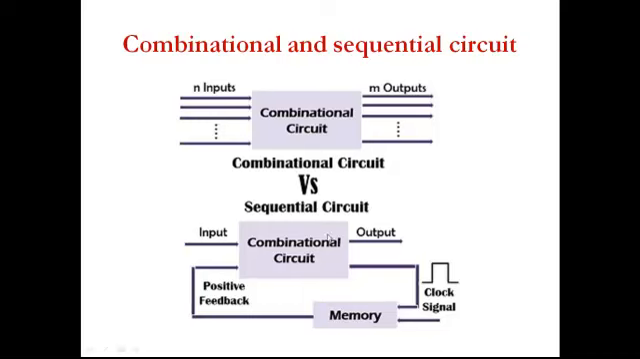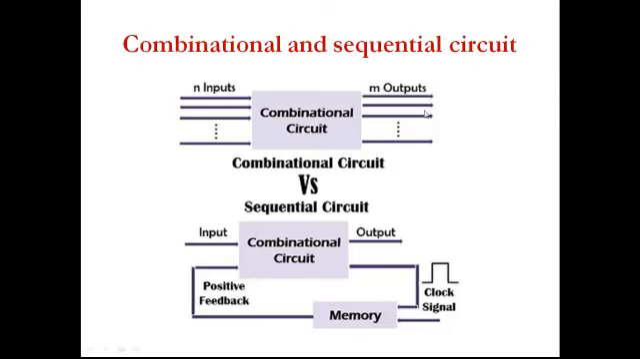Whereas in sequential circuits, you will have memory also. So the output at any time not only depends on the current input, but also depends on the previous output. The previous output is saved in the memory, and that acts as one of the inputs to the combinational circuit. So this entire block that you are seeing here forms the sequential circuit. The difference you need to understand clearly.